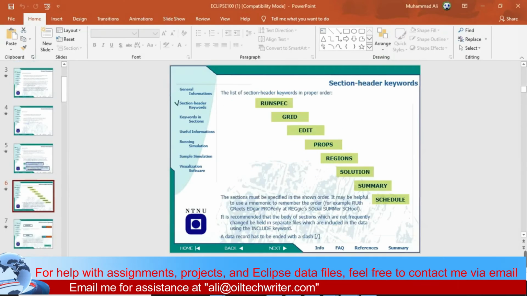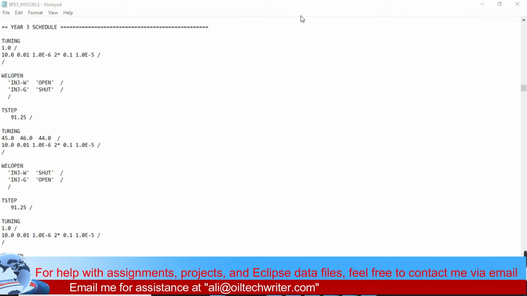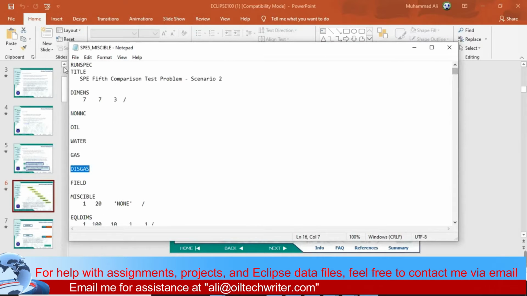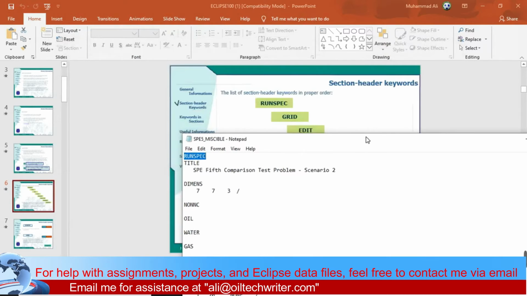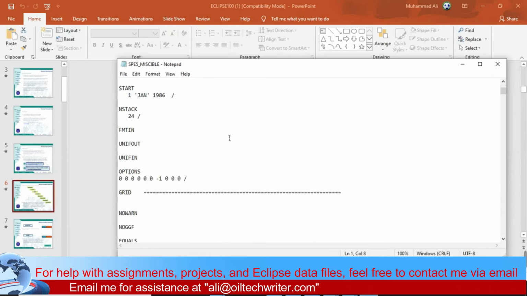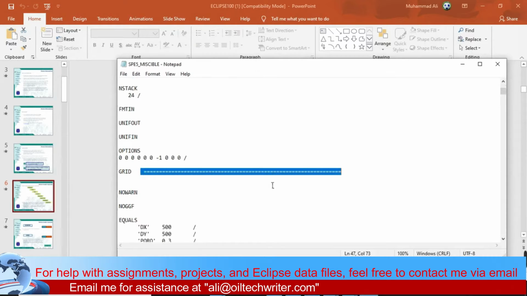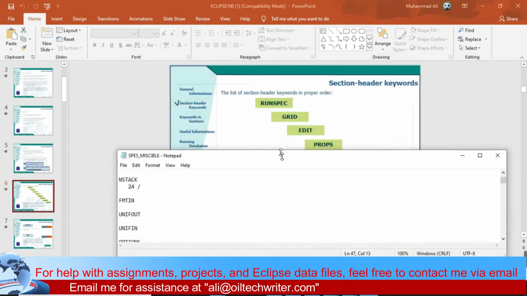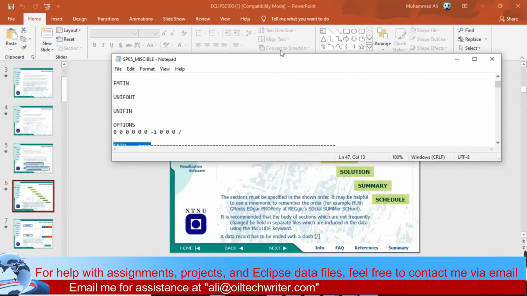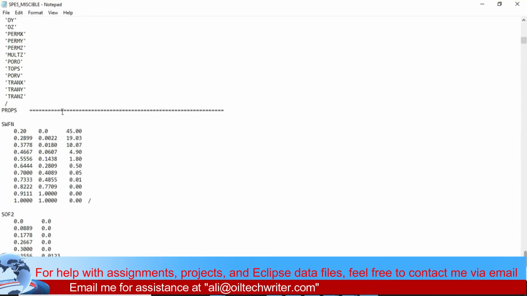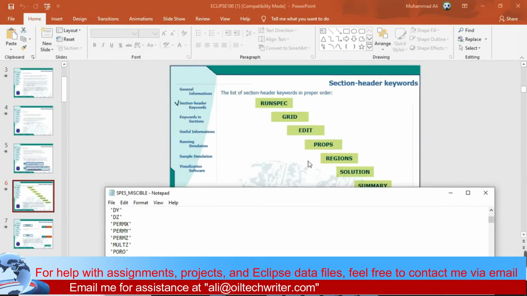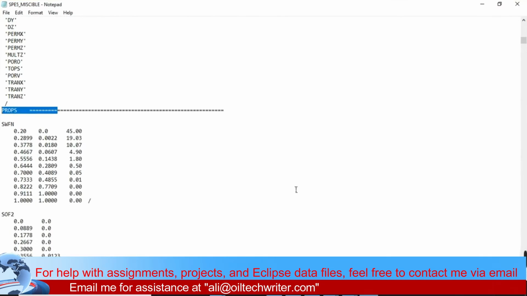Now I will show you how actually. If you look at this data file, you see Runspec written here. This is the first section. In the second section, you see this line with the slash shows that the section has ended here, and now you see it's grid here. So we have the grid one. If you go down further, now we have the props section. We don't have the edit section here. Usually we have Runspec, grid, and then the props section.